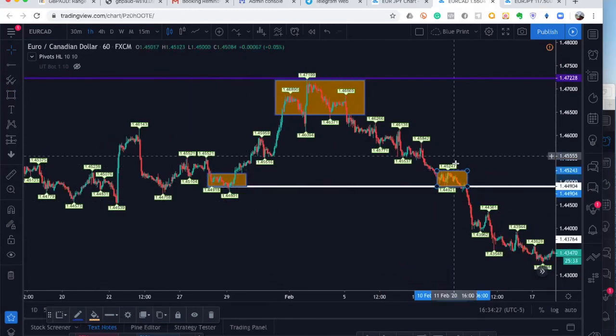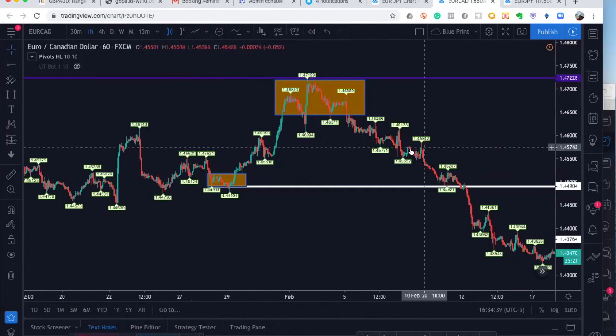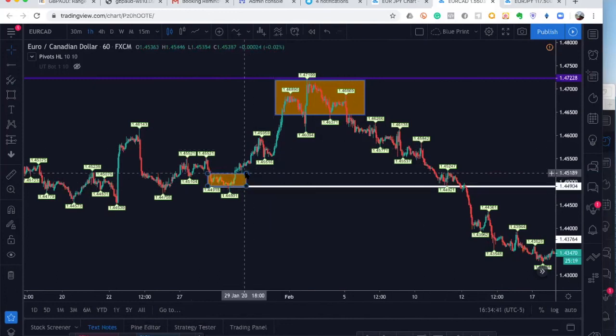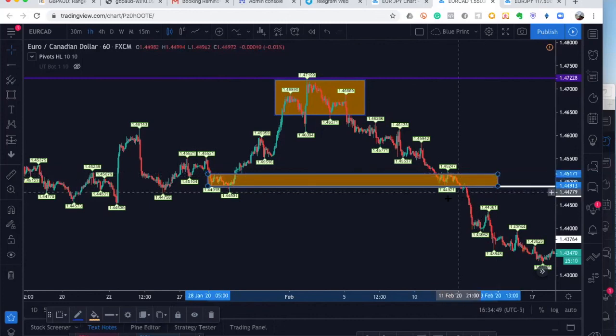Now this is what I do. When I get ready to enter this trade, I look over here to see what price did. If price consolidated over here, and price could be up here, this is exactly what I do: I pull this line all the way through.